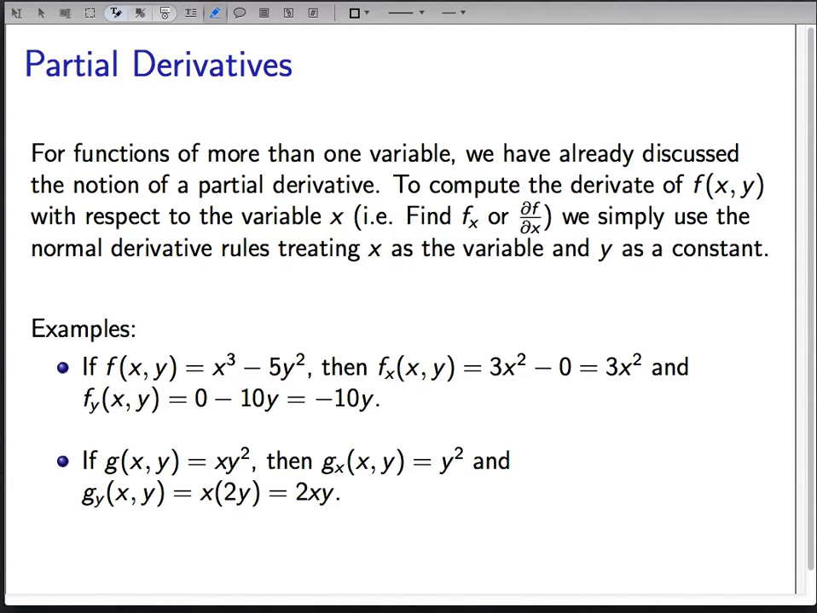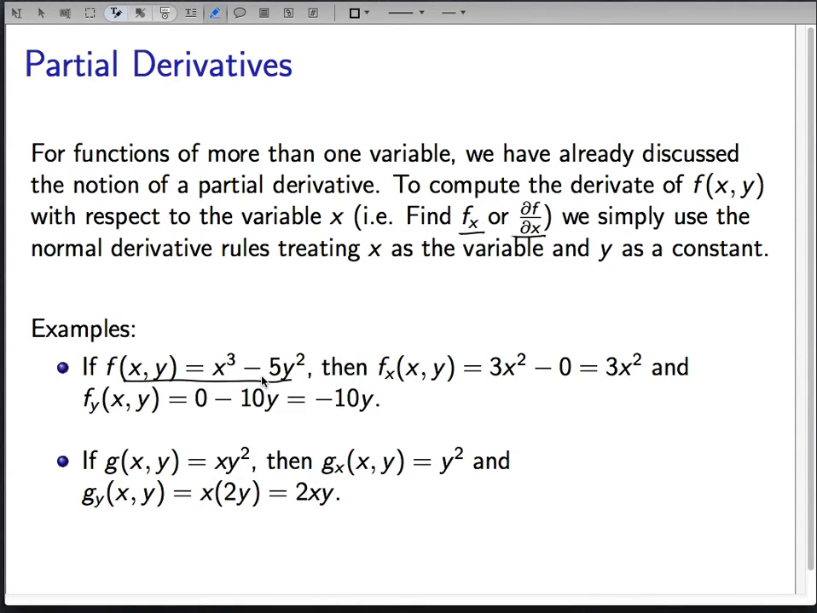So we've already looked at partial derivatives in a previous unit, and you've learned to understand the notation a little bit and how to estimate them from data and from graphs. And we're just going to give you some shortcuts for how to compute them if you have a simple function. So to compute the derivative of a function f of x,y with respect to the variable x, in other words, find f_x or df/dx, we simply use the normal derivative rules, treating x like the variable, and we treat y like a constant. So let's look at some examples.